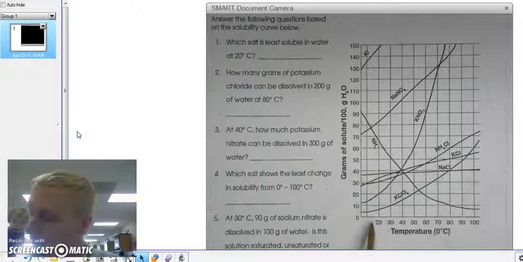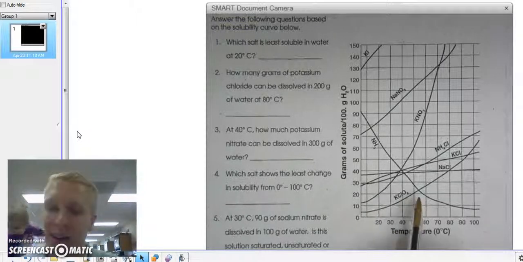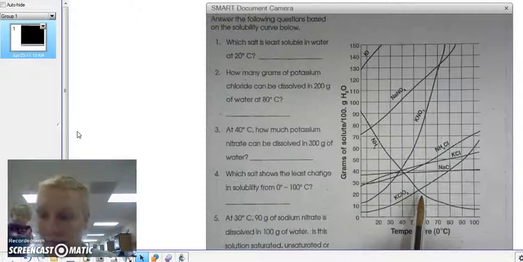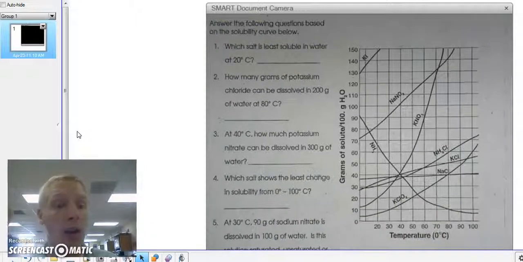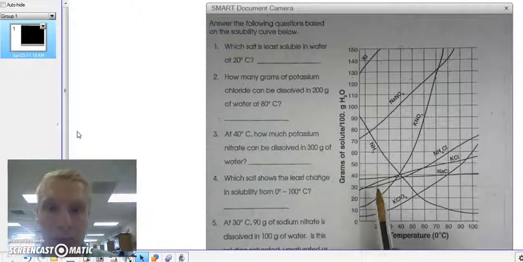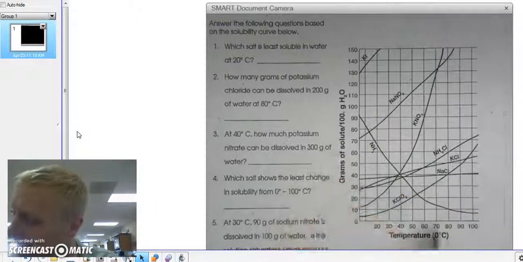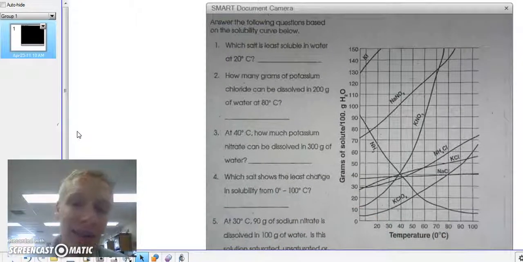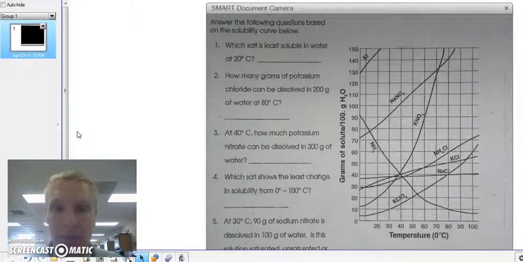So, just to recap, as you increase temperature, solids will increase in solubility, meaning they'll be able to have more of it dissolve in the same number of grams of solvent. And then gases are going to decrease in solubility as you increase the temperature.